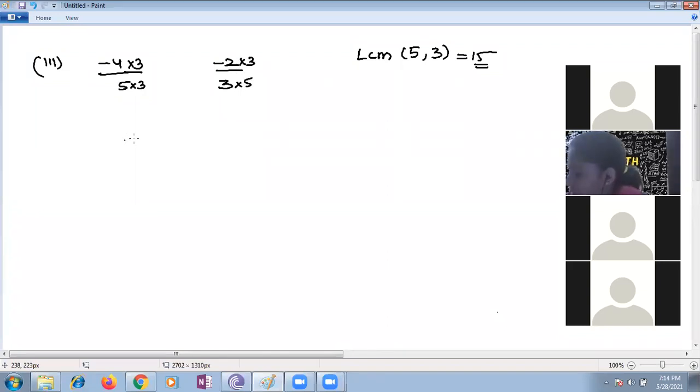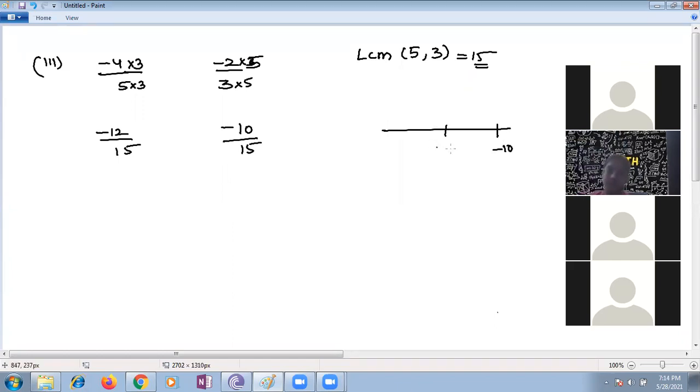The first one is minus 12 by 15, and the second one is minus 10 by 15. Now you see, children, on the number line minus 10, minus 11, minus 12. In between you have only one rational number.